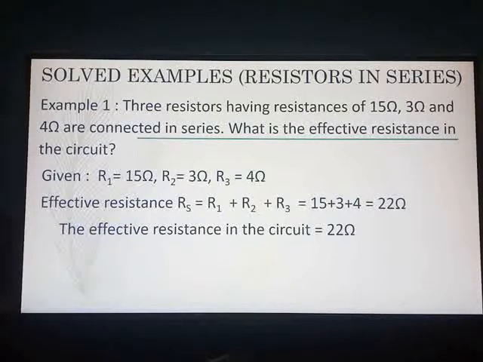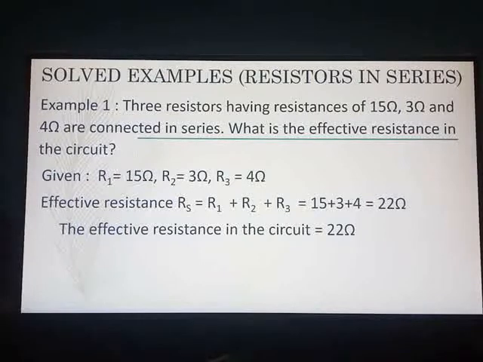Our first example is 3 resistors having resistances each of 15 ohm, 3 ohm and 4 ohms are connected in series. What is the effective resistance in the circuit? Now, when you have to find out the effective resistance and it is mentioned that they are connected in series, then you have to use the formula for Rs. What is the formula for Rs? R1 plus R2 plus R3.